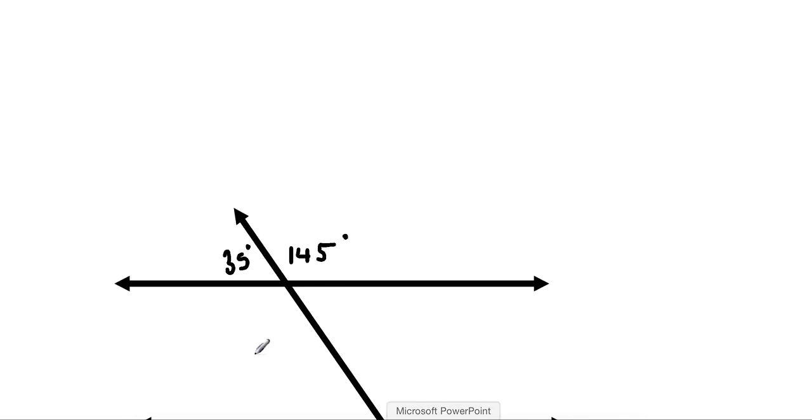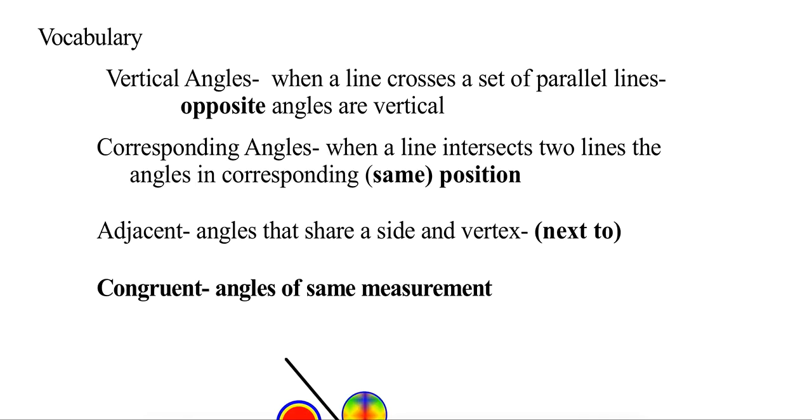Cool part of when they cross like this, or intersect, is this angle here and this angle here have the same measurement, because you have supplementary angles with 145 and 35. These two are supplementary. These ones that go across from each other are congruent. They are known as vertical angles.